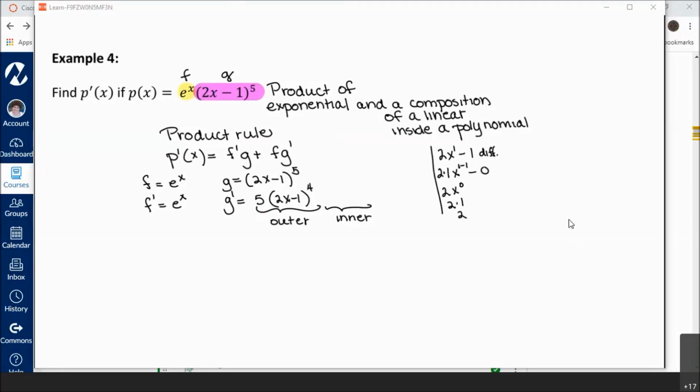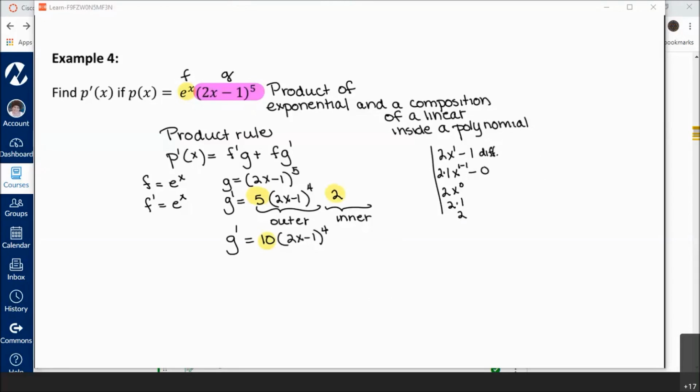2 times x to the 0, 2 times 1, 2. Okay, I hope you're getting to the point where you can look at an x and realize its derivative is 1. You can look at a 2x, realize its derivative is 2. You could look at negative 5x and realize its derivative is negative 5. Okay, that will speed things up. But if you have to go through the steps to get there, feel free to do that. Okay, so here I have 2. And again, I might want to simplify this because I'm going to put it somewhere else. So I just multiplied the 5 and the 2 to get the 10.